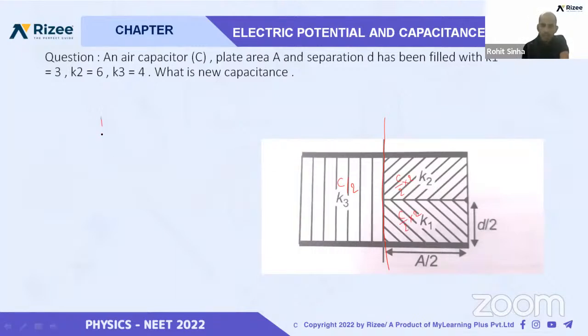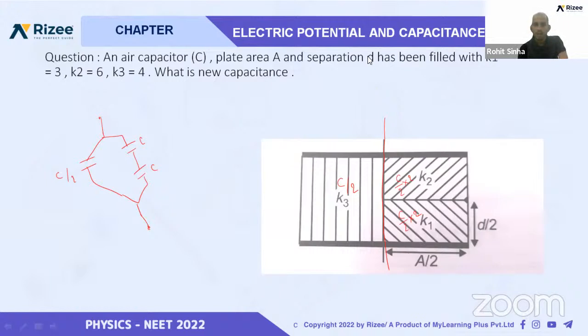We can draw it like this. We have two capacitors. One is C by 2 here, and another is like this. It is C, and their equivalent will always be C. You can see. Any problem?